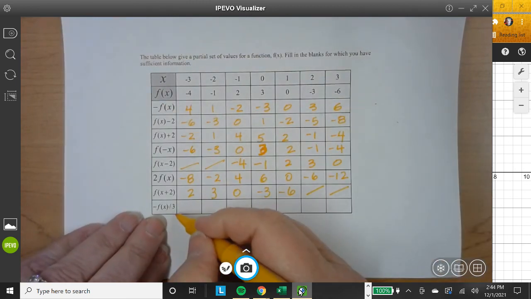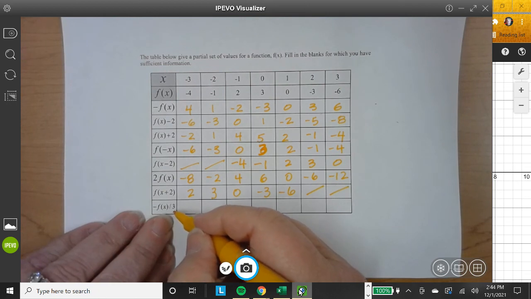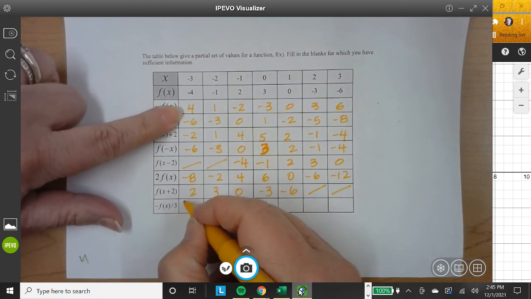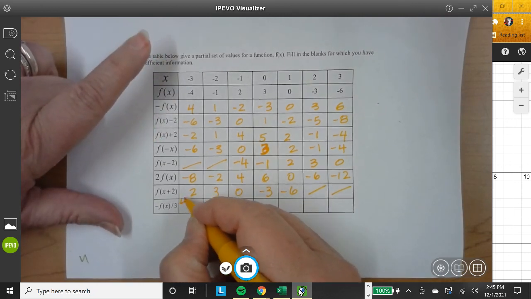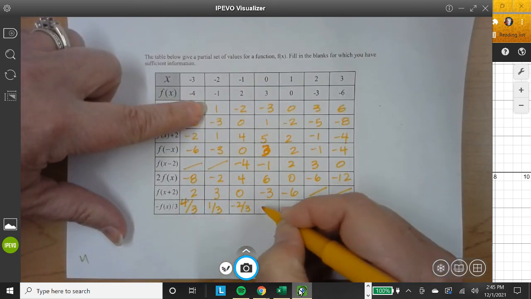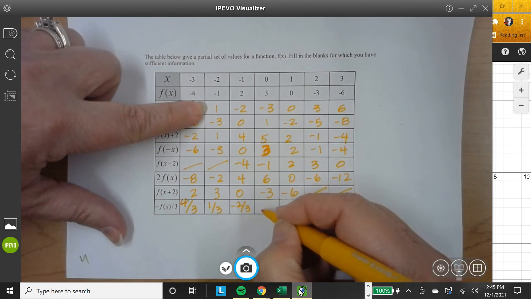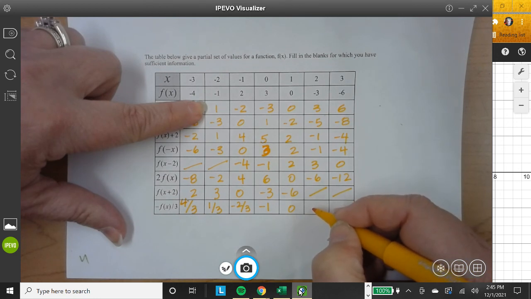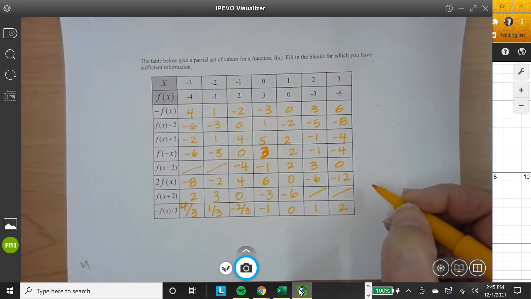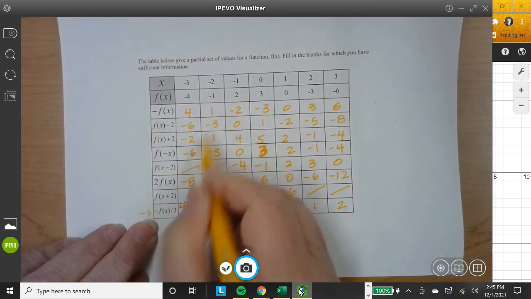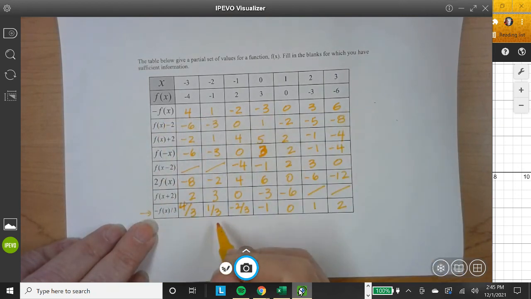All right, now this says to take the negative values of f of x and divide by 3. So I'm taking this row and I'm going to divide everything by 3. So that's going to be 4 thirds, 1 third, negative 2 thirds, negative 3 over 3, which is negative 1, 0, 3 over 3, which is 1, and then 6 over 3, which is 2. You see, this row here, I already had the negative f of x done, and all I had to do was divide each one of these numbers by 3.